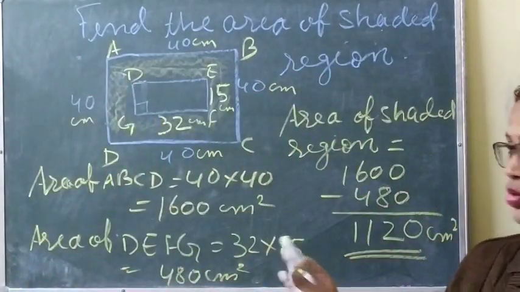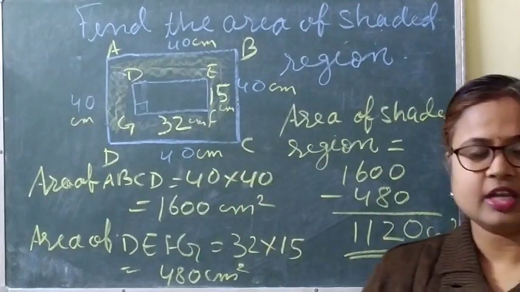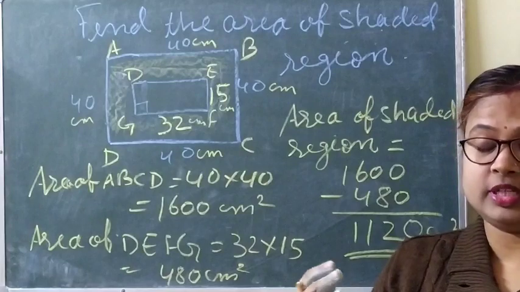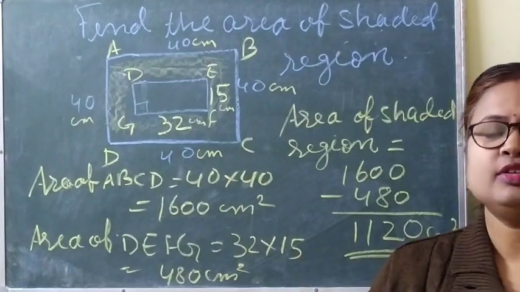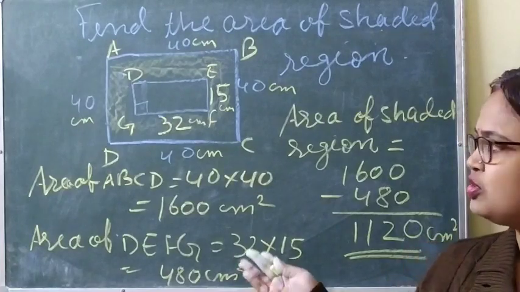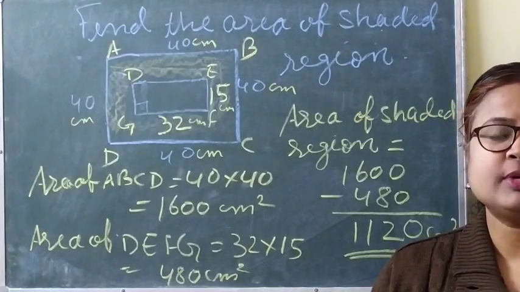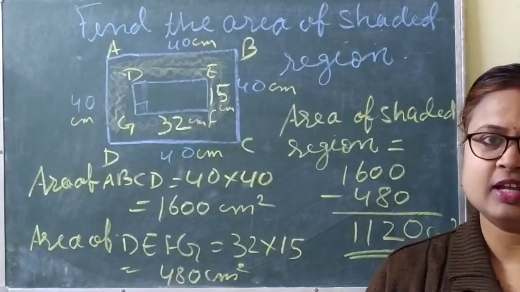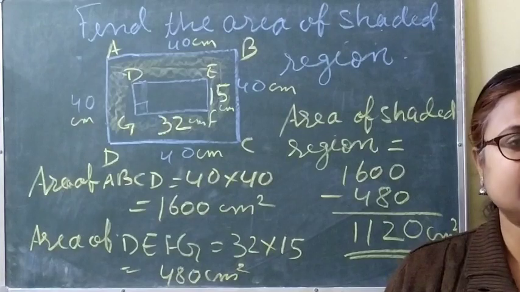Clear? So when you get this type of question, always you find the area of the outer plane figure, area of the inner plane figure, and then you subtract it. Clear? So this much is only for this video. I hope all the questions must have become very clear to you. And all different types of questions based on this topic I have solved. So thank you very much for this class.